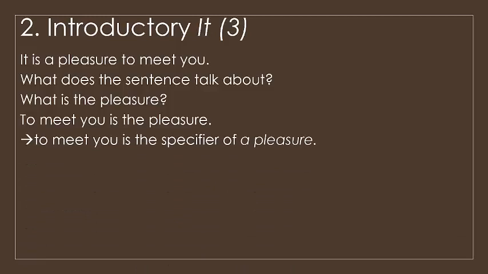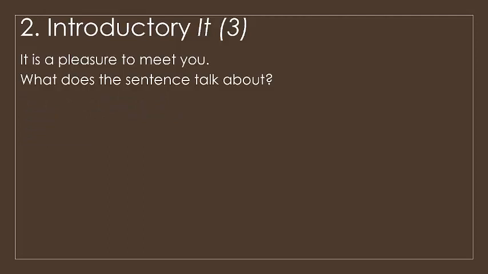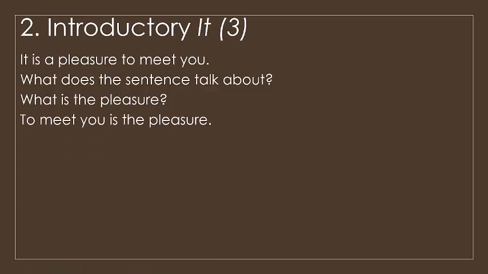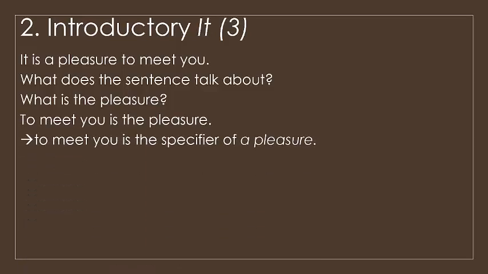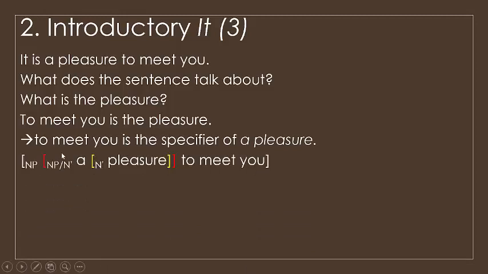Here we can say that "to meet you" is a specifier. So what does this sentence talk about? The answer is a pleasure. And what is the pleasure? The pleasure is to meet you. "To meet you" is the pleasure. So we can say that "to meet you" here is a specifier of "a pleasure". We can see the structure over here. This is an NP.